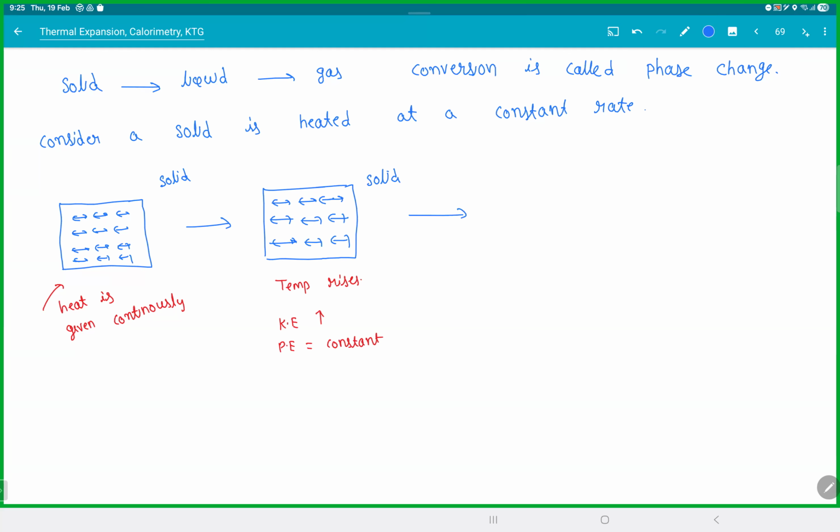If you continue to give more and more energy, now what will happen? These molecules are vibrating so strongly that some of them will start breaking the bonds. So you'll get partially some liquid and some solid. So we get a solid and liquid mixture. That means during this process, temperature will remain constant. All the energy that you're providing is used to break the bonds.